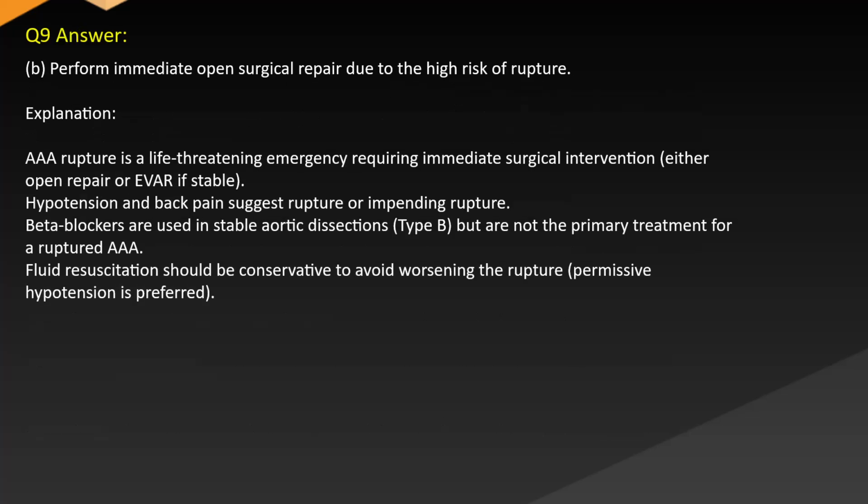Answer. B. Perform immediate open surgical repair due to the high risk of rupture. Explanation. A rupture is a life-threatening emergency requiring immediate surgical intervention, either open repair or EVAR if stable. Hypotension and back pain suggest rupture or impending rupture. Beta blockers are used in stable aortic dissections, type B, but they're not the primary treatment for a ruptured aneurysm. Fluid resuscitation should be conservative. Avoid worsening the rupture. Permissive hypotension is preferred.